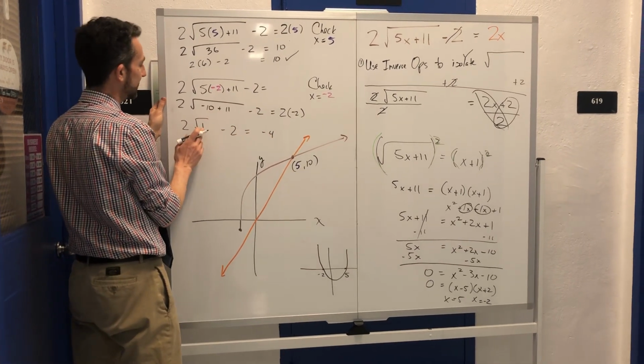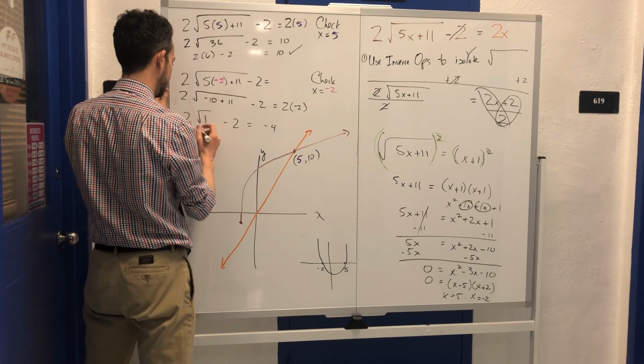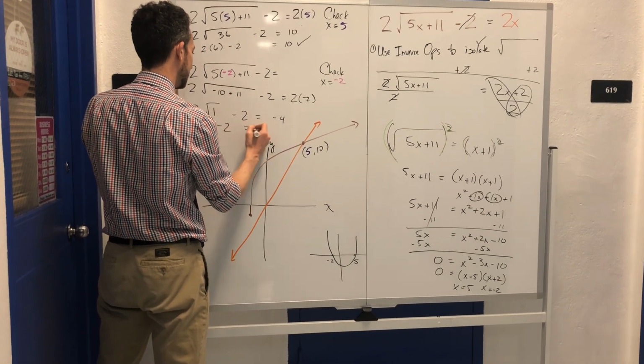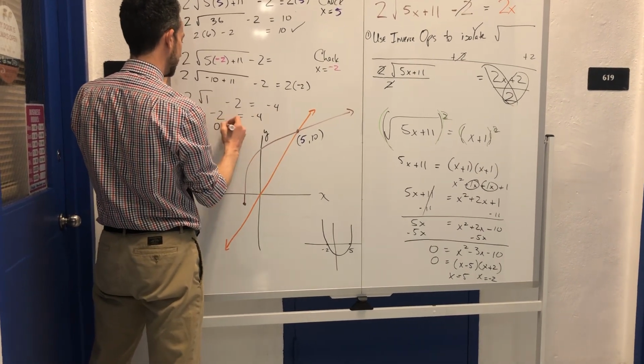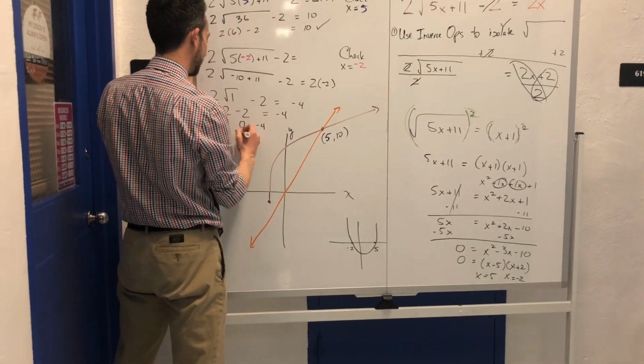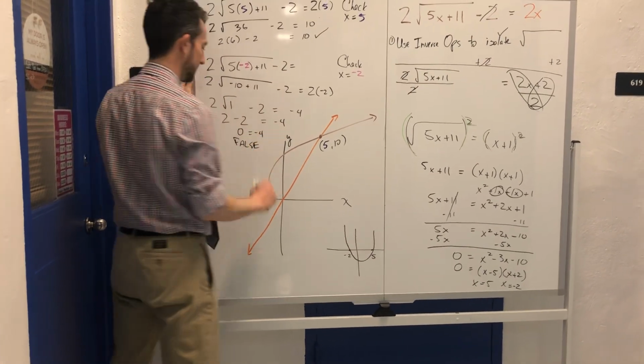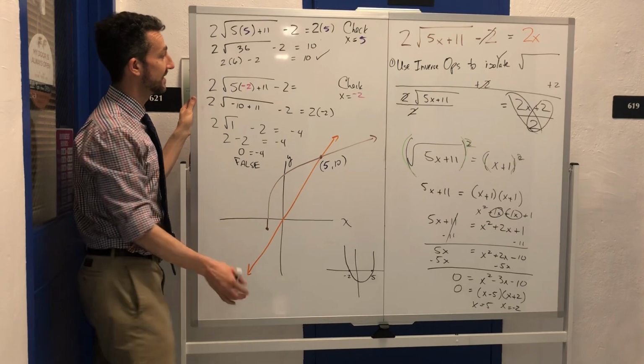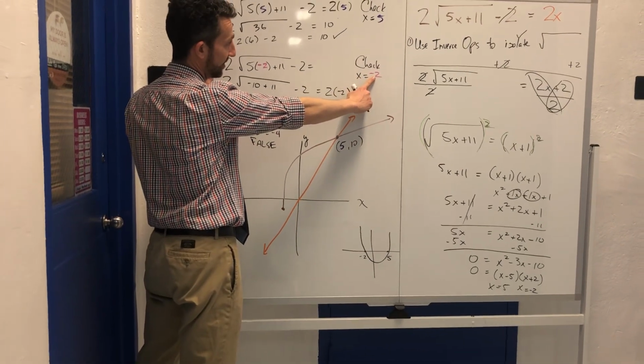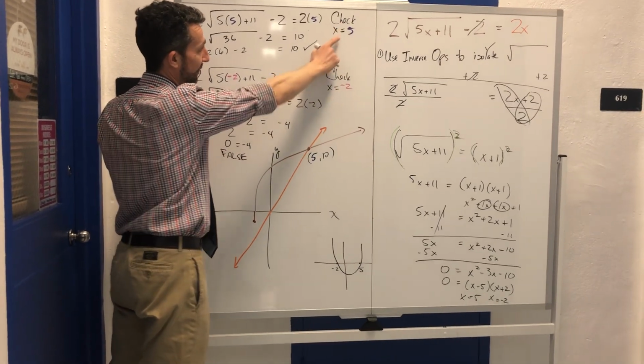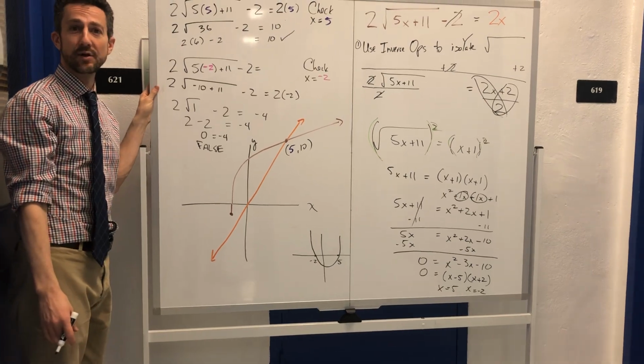The square root of 1 is 1. 2 times 1 is 2. So we have 2 minus 2 equal negative 4. 0 equal negative 4. That's false. So then we would reject x equal negative 2 as a solution and only keep x equal 5. And that's how you solve radical functions.